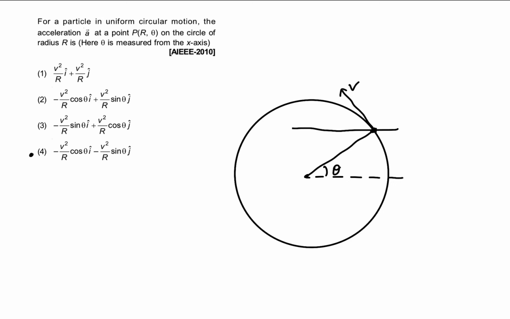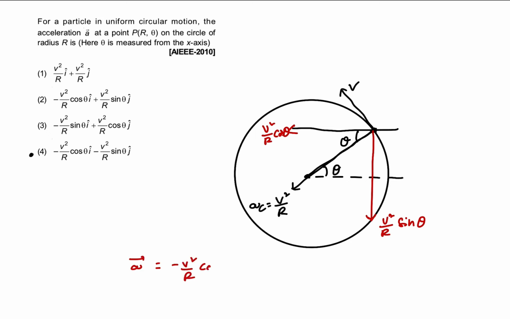Now we can write the relations like this, making angle theta, v is like this. Centripetal acceleration, you know, is v square by r, always acting towards the center. Now you can write v square by r into cos theta on the left side, and v square by r sin theta in the downward direction. The acceleration value is minus v square by r cos theta i cap minus v square by r sin theta j cap. This is my acceleration value. The fourth option is the correct option.